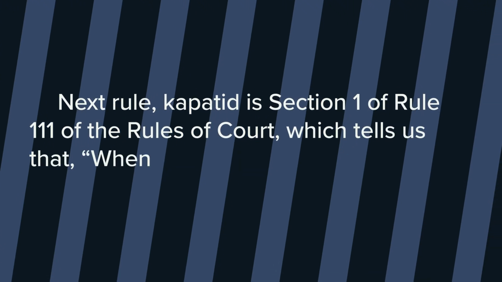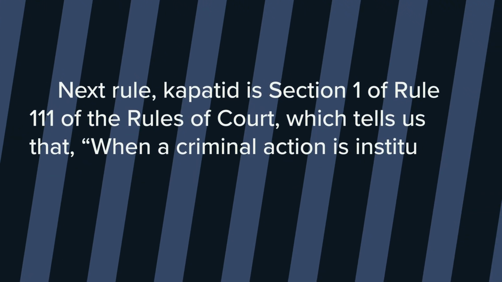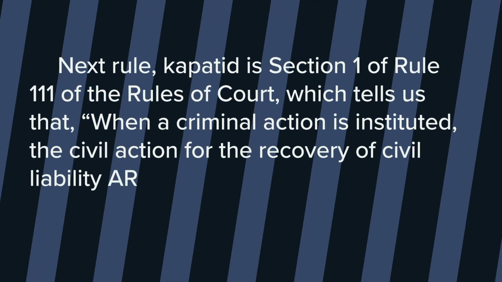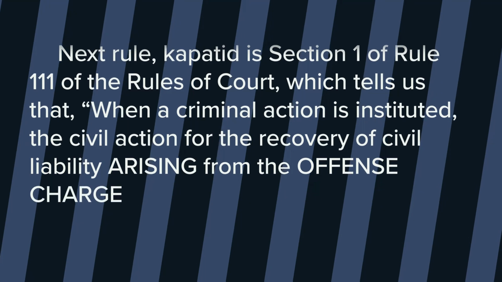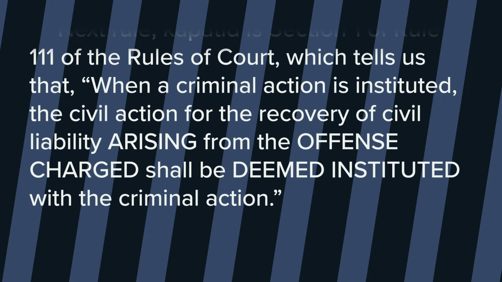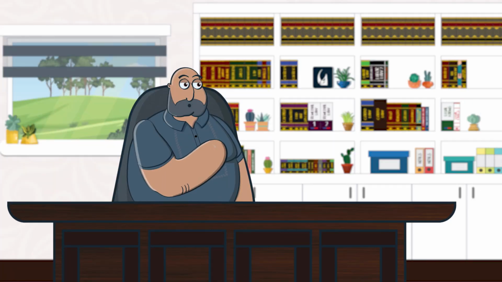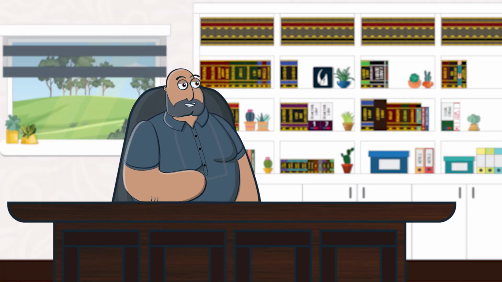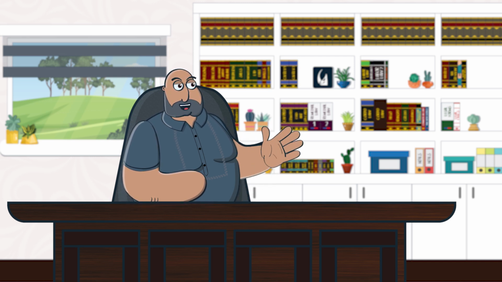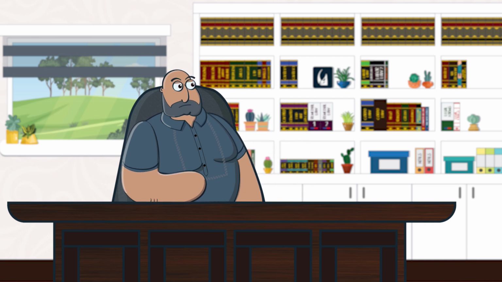Next rule, kapatid, is Section 1 of Rule 111 of the Rules of Court, which tells us that when a criminal action is instituted, the civil action for the recovery of civil liability arising from the offense charged shall be deemed instituted with the criminal action. This rule tells us that by default, every person charged with a crime is automatically charged with the civil aspect of the crime. The basis of this rule is Article 100 of the Revised Penal Code.